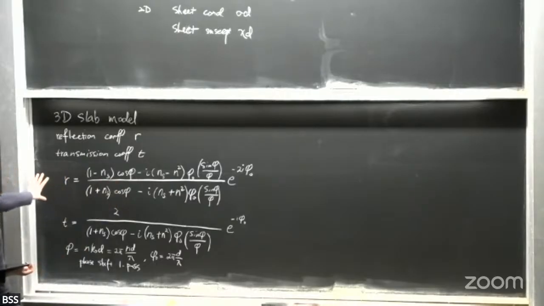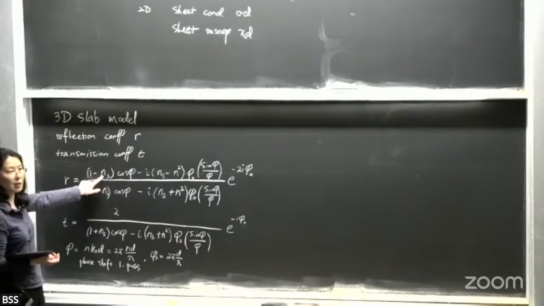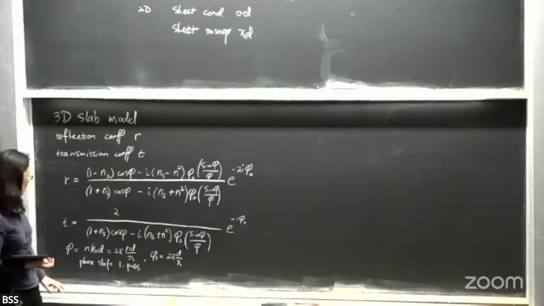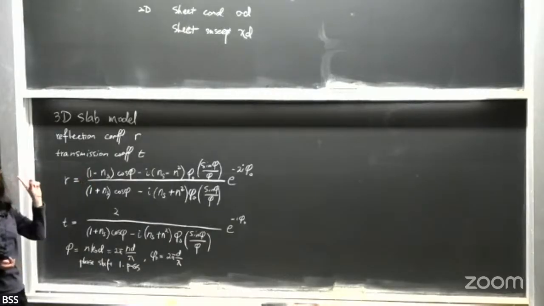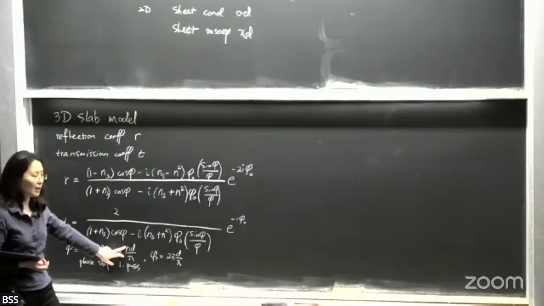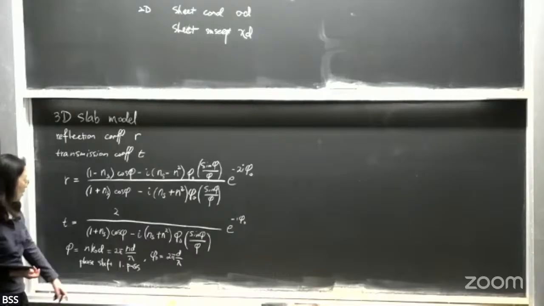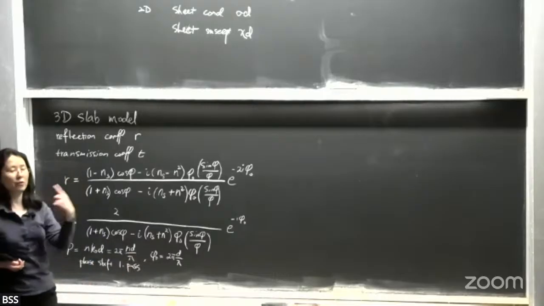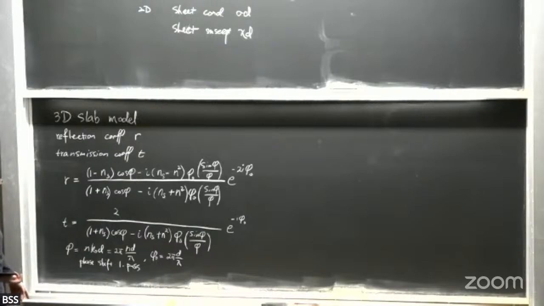So what's here: NS is the substrate index. Phi is the phase shift for one pass through the thin film. So it's 2 pi times refractive index times thickness divided by the wavelength. And phi 0 is the phase shift if it's in vacuum. Okay, so this is accurate, no approximation here. The assumption is that the medium is isotropic, homogeneous, and it's a plane wave. This is the only assumption.